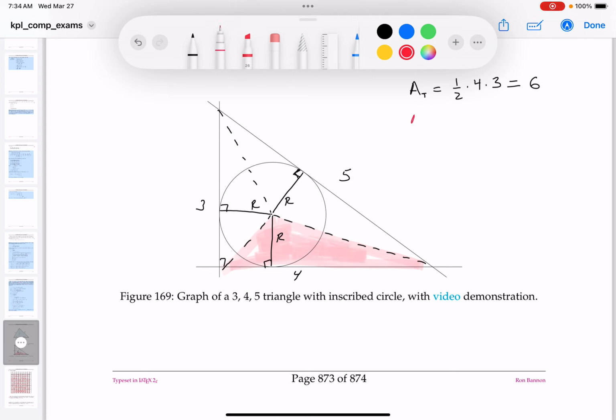And I'm going to say the area of the first triangle I just put down over here. What's it going to be? 1/2. The base is going to be 4. But now I don't know the height. The height is R. And by the way, R is the radius of that circle. What's it going to give me? 2R.